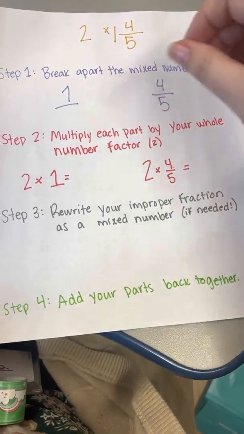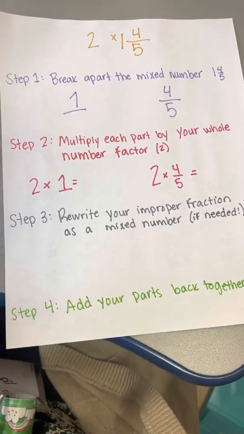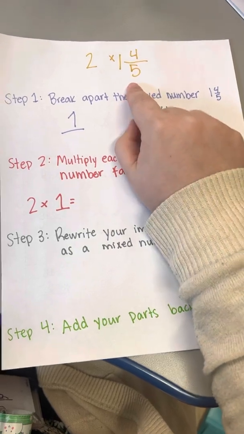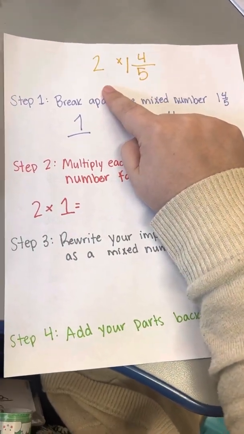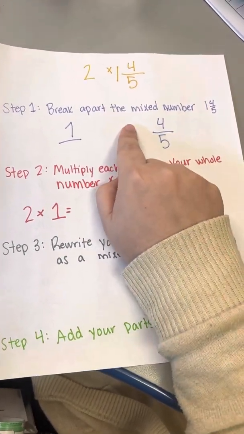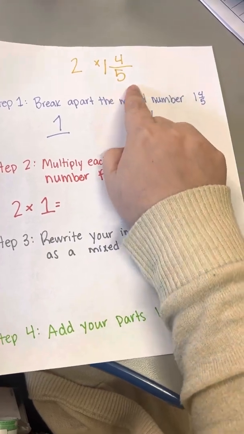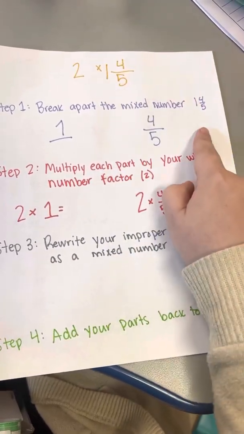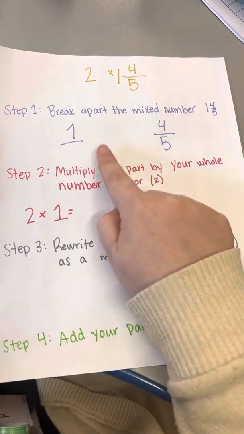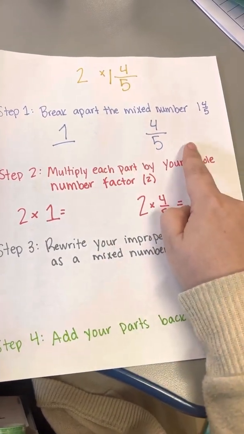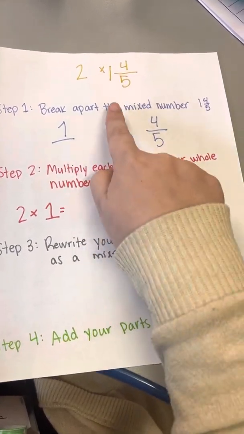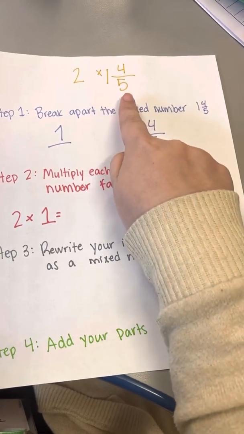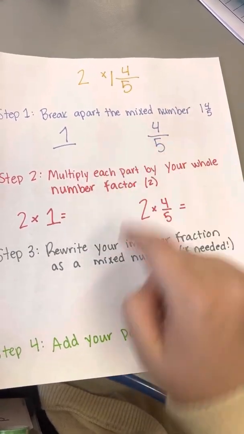Okay, let's talk about how we can multiply a mixed number times a whole number. So your first step is you're going to break apart your mixed number. In this case, our mixed number is 1 4/5. So I'm going to break that into my whole and my fractional part. So my whole number is 1. My fractional part is 4/5. So I'm going to break those apart.